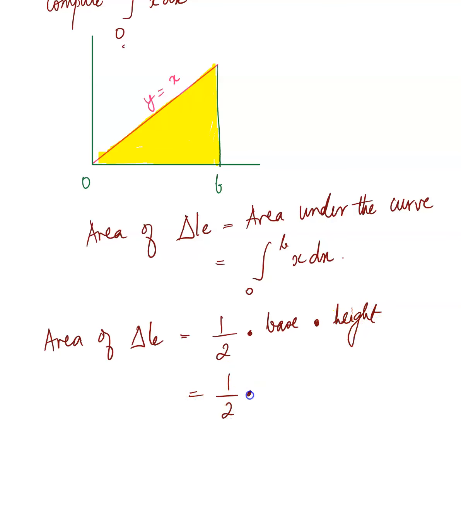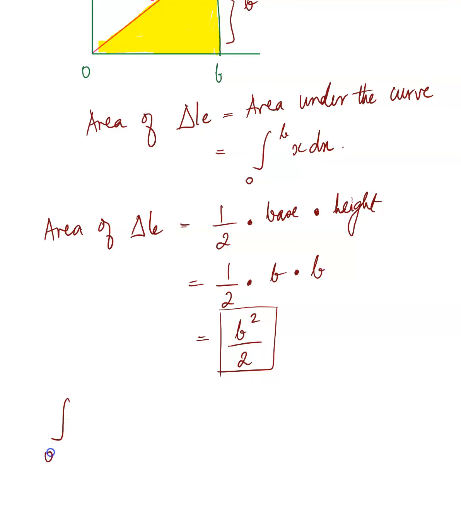So it's half times base. Base is 0 to b, so it's going to be b. Height, if you plug in b in your function, the height, this coordinate, will correspond to b. So this height is also b, because that's the identity function. Whatever your x is, so is your y. That's b. So we get b squared over 2. This is what I get from geometry. Okay. Now let's focus on the integral from 0 to b of x dx.